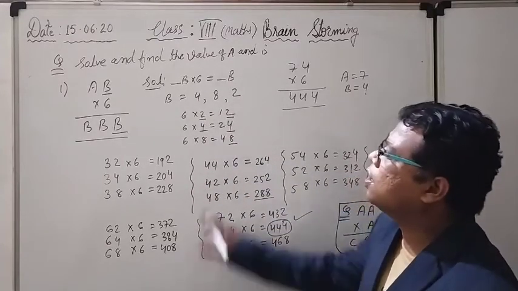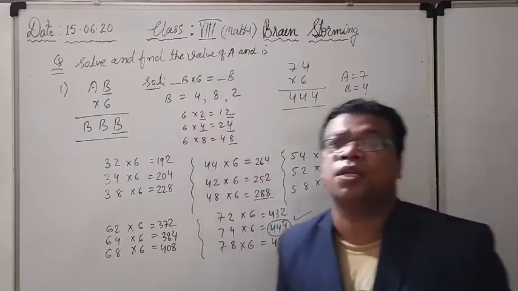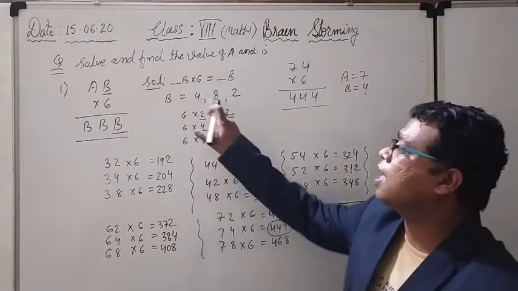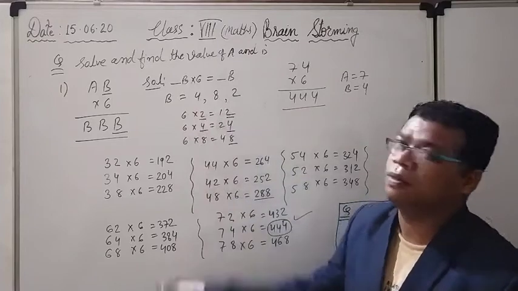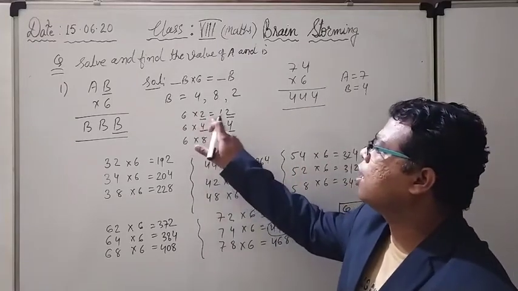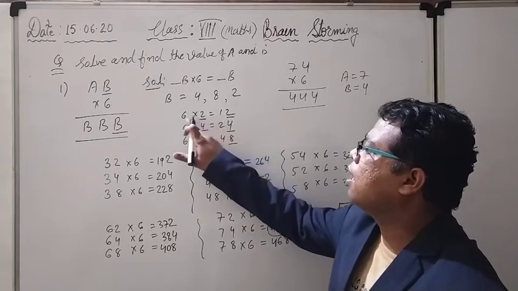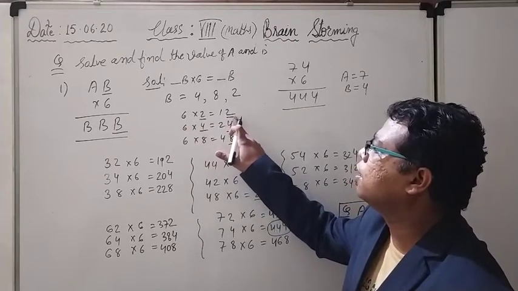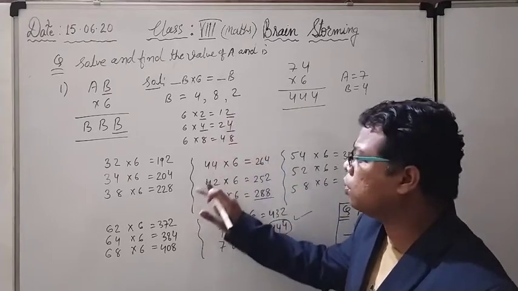There might be three situations, and these are either 2, 4 or 8. How 2, 4 or 8? You can say 6 twos are 12. You can see I am multiplying 6 with 2, and again I am getting unit digit 2, because 12 has unit digit 2.